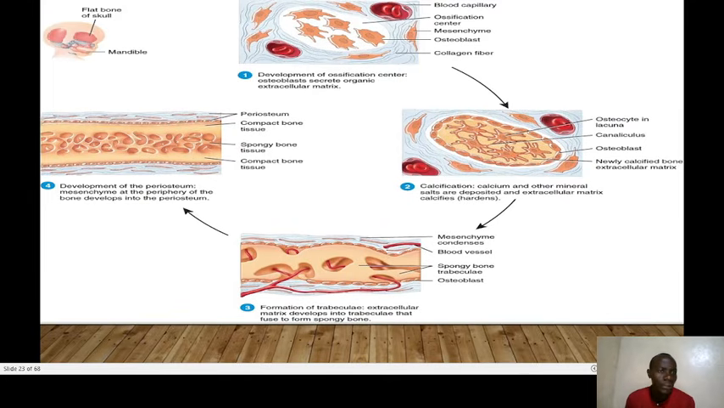So we have those four processes. Development of the ossification center, where osteoblasts secrete organic extracellular matrix. Then you go to calcification, where calcium and other mineral salts are deposited in the extracellular matrix and it hardens. Then you have formation of the trabeculae. Extracellular matrix develops into trabeculae that fuse to form spongy bone. And then lastly, we have development of the periosteum. Mesenchyme at the periphery of the bone develops into the periosteum.